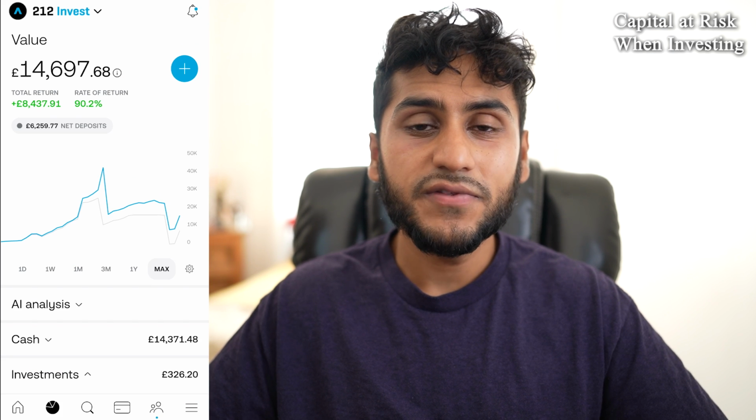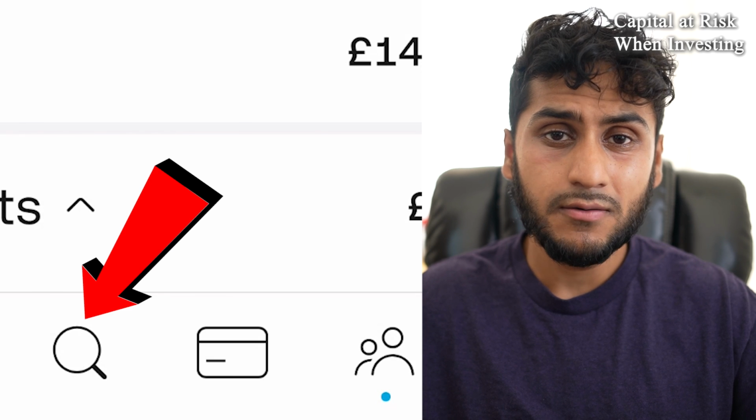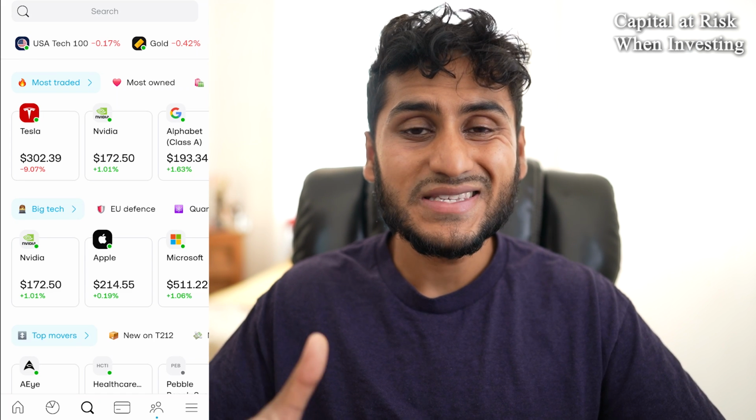So at the bottom of the Trading 212 screen, there is a magnifying glass. If you want to press that now, this will open up the menu where you can select your stocks.